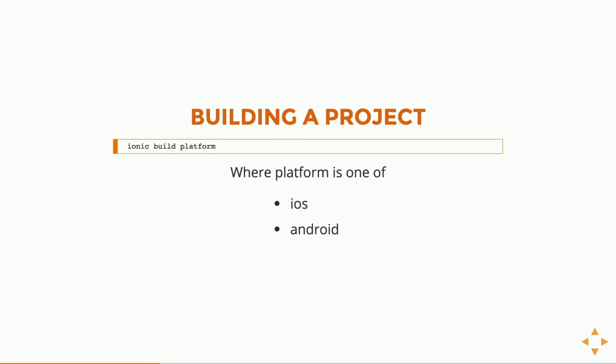How do you build a project? You can just use the Ionic build platform command. So there are only two platforms that you can specify, iOS and Android. Normally the Ionic application works on Windows Phone also, but apparently, according to the documentation, I haven't tested it yet, there is no Windows platform. So should check that out in the future.